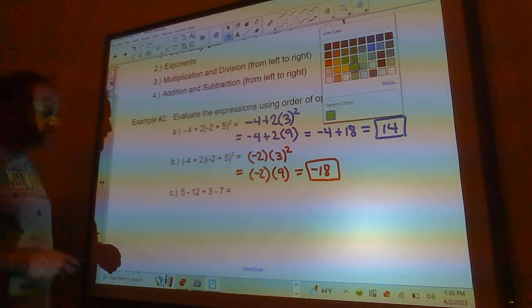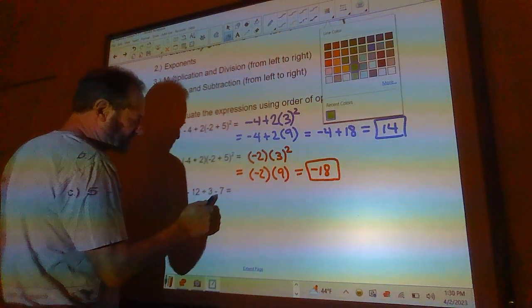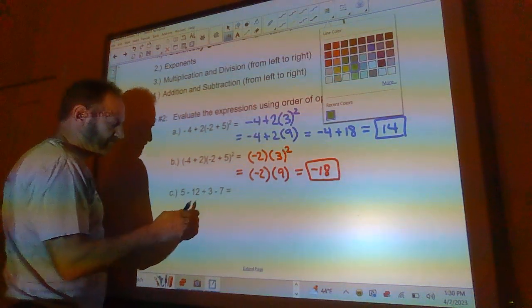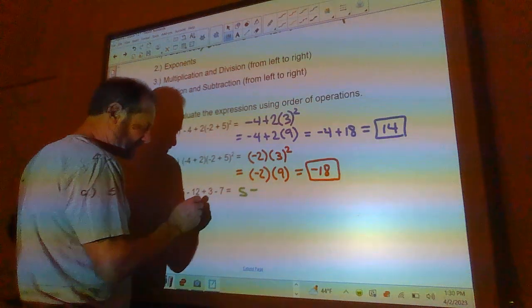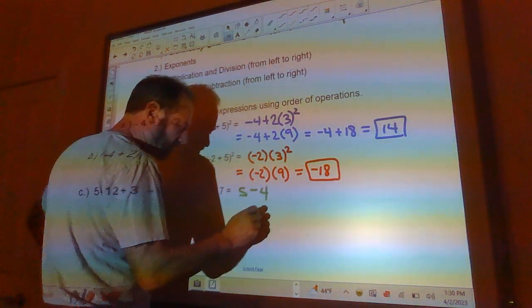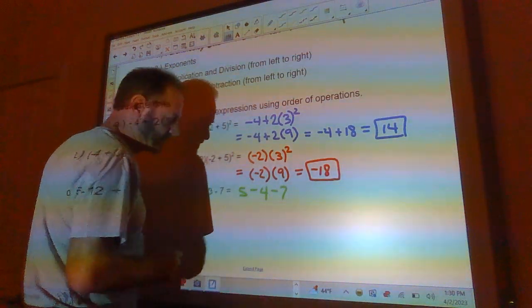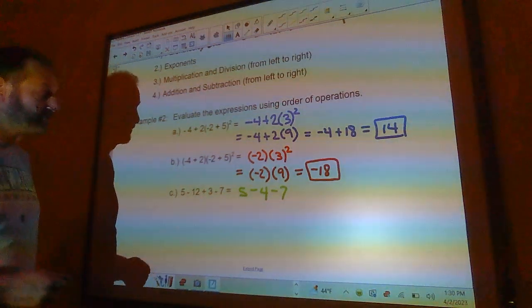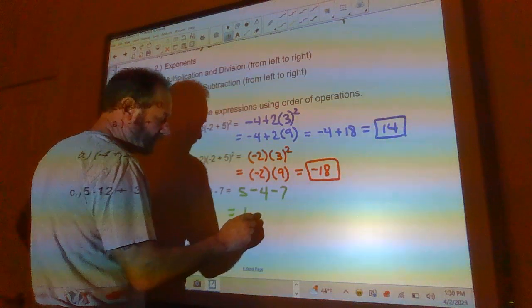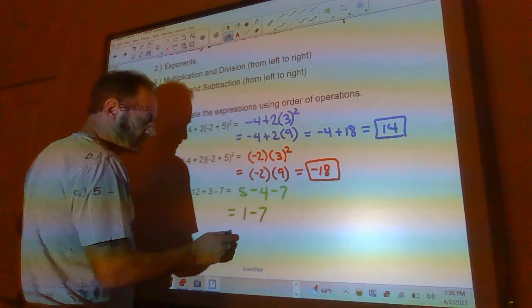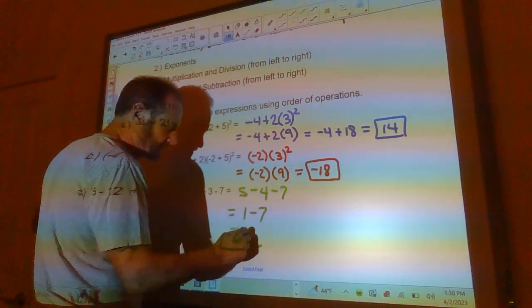Okay, and this last one, I've got subtraction, division, subtraction. So the division is going to come first. This is going to be 5 minus 12 divided by 3 is going to be 4 minus 7. Now I move from left to right, so I got to do this subtraction first. So that's going to be 1 minus 7, which is going to be negative 6.